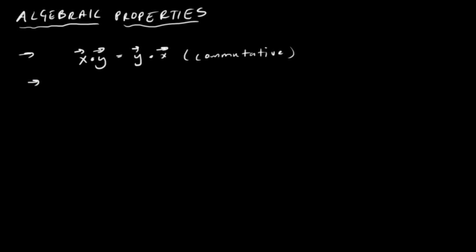What else do we have? Well, what goes with commutative? Distributive property. We have x dot (y plus z). This is going to be equal to, we distribute it, x dot y plus x dot z. And this is the distributive property.